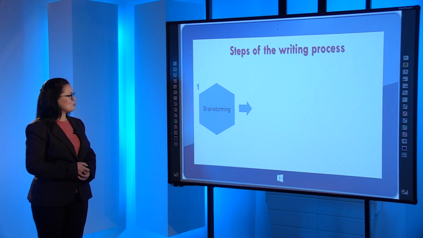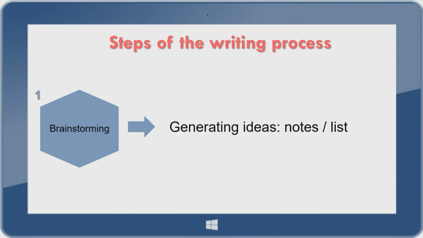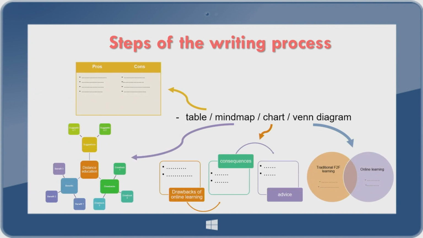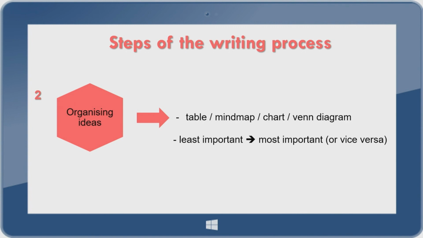Step 1 is brainstorming. In other words, generating ideas, making notes, and listing. Step 2, organizing these ideas. You can organize them in the form of a table, a mind map, a chart, or a Venn diagram, depending on the topic, of course. So, you can see here the different ways you can organize your ideas. And you can also organize them from the least important to the most important, or vice versa. Or from the general to the specific, or vice versa.